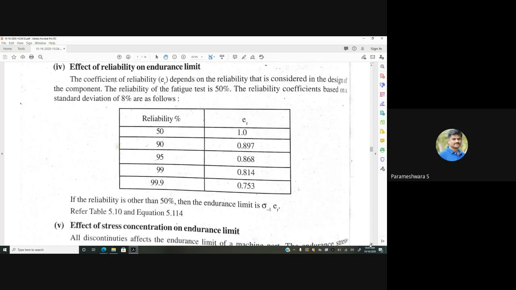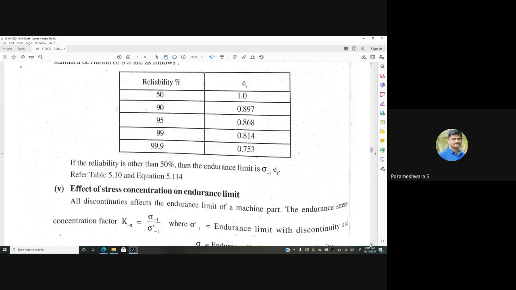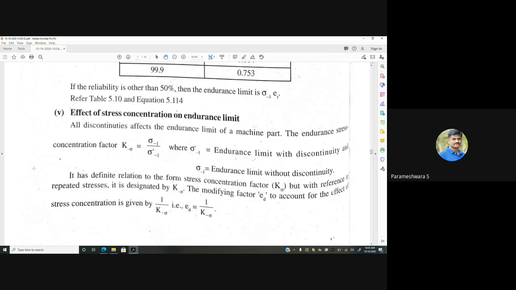So all put together, one more factor, that is effect of stress concentration on endurance limit. So we have seen the effect of stress concentration. See, the outcome of stress concentration is it induces the crack and initiates the crack, and also the crack propagation takes place at the junction of the high stress concentration. So even in fatigue, this stress concentration will have an effect, so you should consider that effect also.